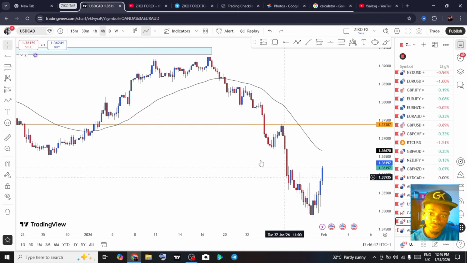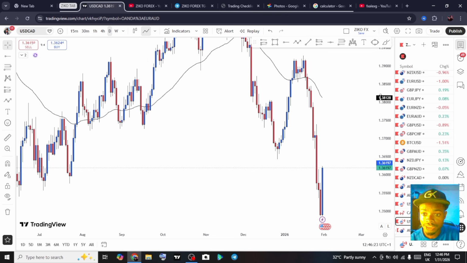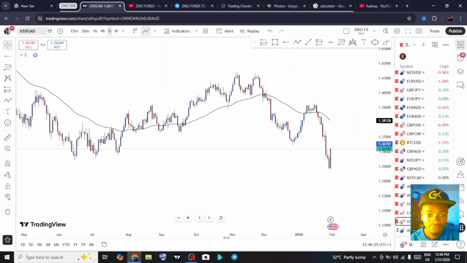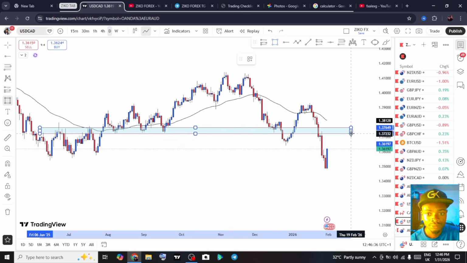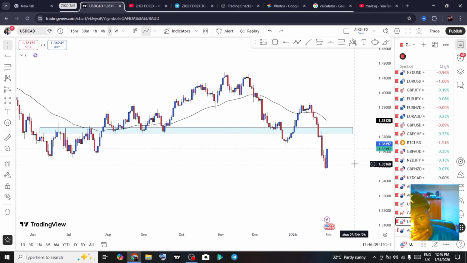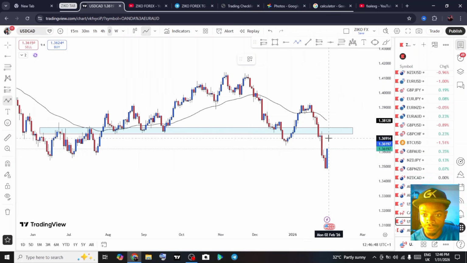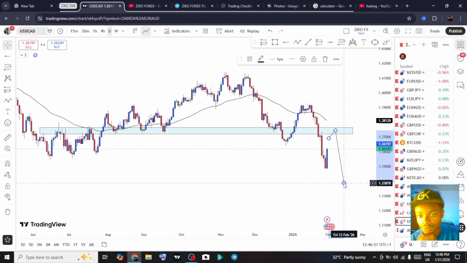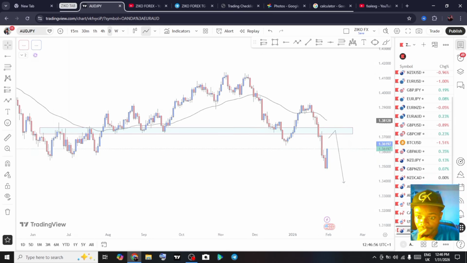USD CAD. Daily time frame, let's see. USD CAD daily time frame. We need a retracement back into this area to potentially sell, actually. We need a potential retracement to sell. I'm not necessarily interested in that market right now.